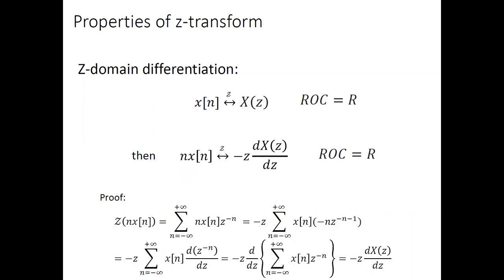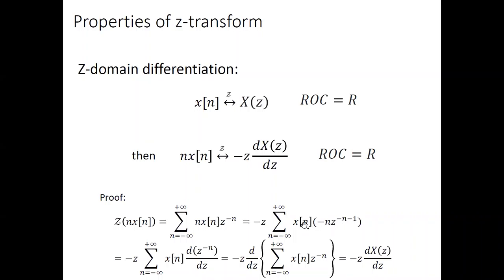So how to prove this property? Let's just calculate the Z transform of the signal n times x of n by applying the standard formula. So the signal n times x of n is here for every time n, multiplied by z to the power minus n, infinite sum over n. This is a standard formula. We can extract minus z from every term of this infinite sum. Then what is left in every term is minus n z to the power minus n minus 1.